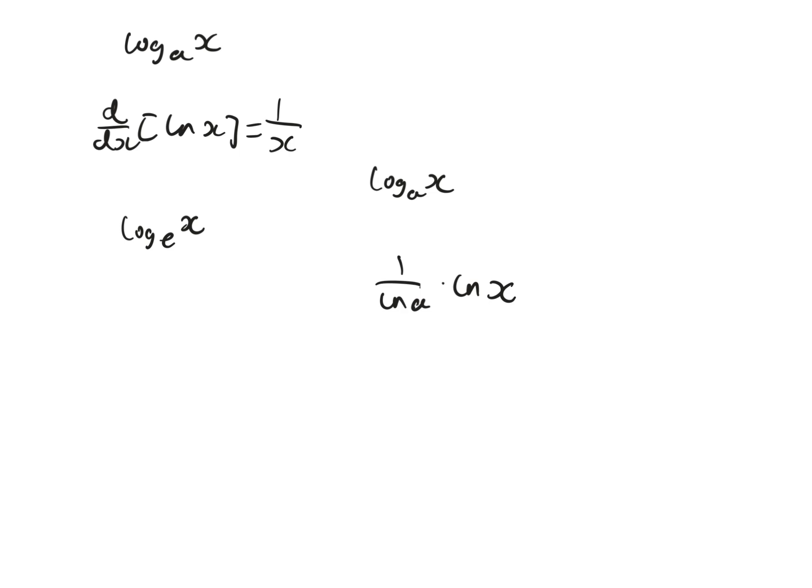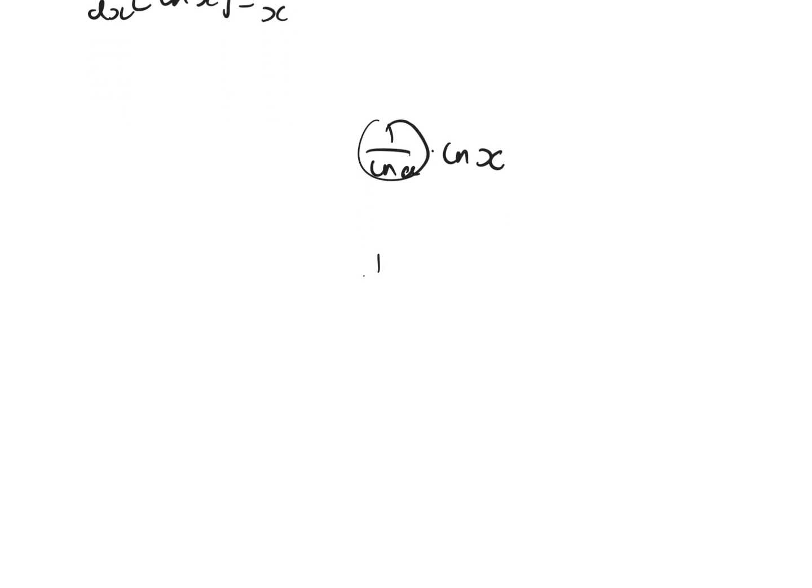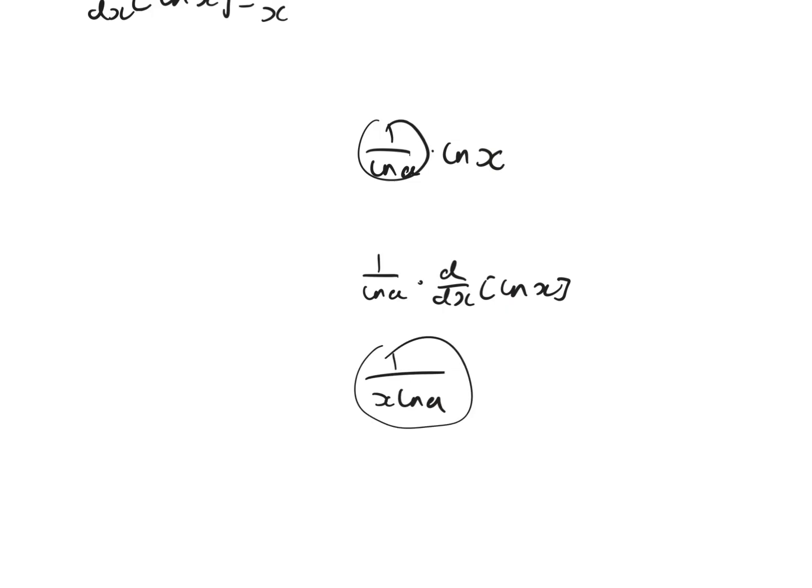Anyways, this is a constant, so when we are taking the derivative of this, sorry about the messy landscape of my work, we can bring this constant out. So we end up with 1 over the natural log of a times the derivative of the natural log of x. And this is just easy now. We have 1 over x ln a, which is pretty similar to what we've seen just now. So this is the derivative of log base a of x, which is very useful in many situations in calculus.